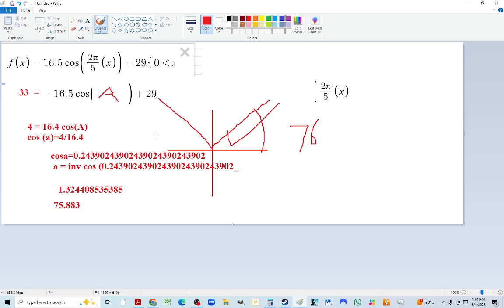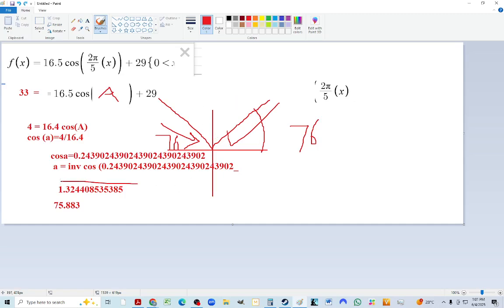Over here, the 76 is the acute angle between the line and the x-axis. However, I need to find this angle, and this is in quadrant 2, so it's always 180 minus the acute angle. 180 minus 76 is 104. So I'm talking about 76, which is really up here, and 104, which is about here. And that's the two answers.